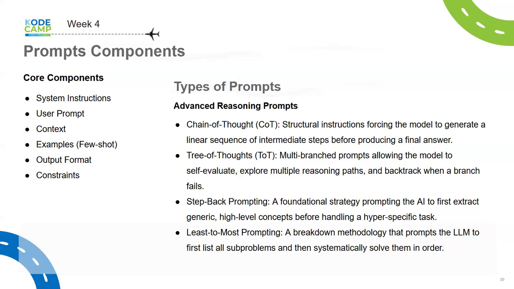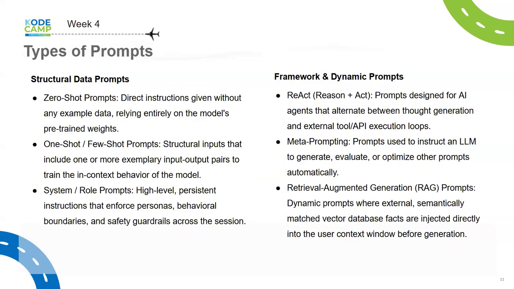Okay. Then the least to most prompting is a breakdown methodology that prompts the large language model to first of all list all the sub problems and then systematically solve them in order. So it's the same thing as, okay, break it down into a sequence of tasks, right? The only thing is that if it's a problem, it has sub-problems and it starts with the least and then goes to the most.